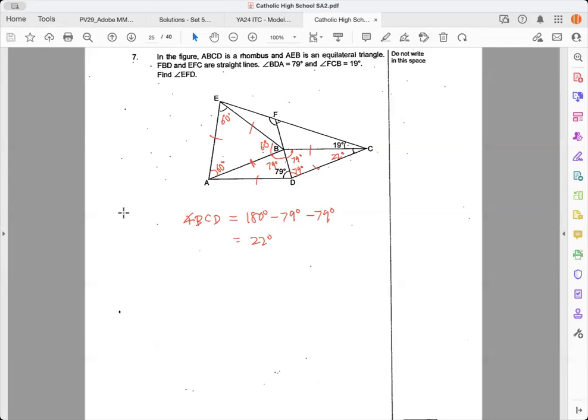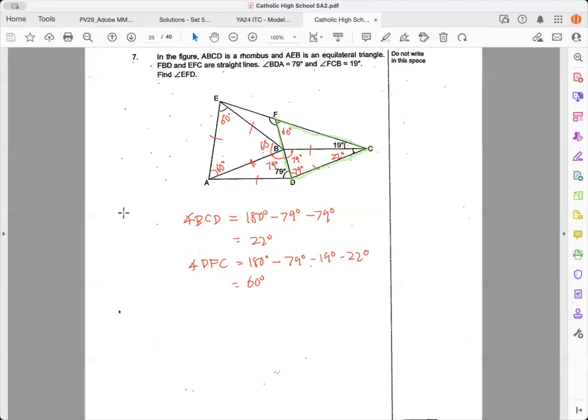Now I can find angle DFC, this angle, DFC, okay? Angle DFC is equal to angle in a triangle again, 180 degrees. Let me show you a triangle. This triangle. 180 minus 79 minus away 19 minus away 22 degrees. You get 60 degrees. So this is 60 degrees also.